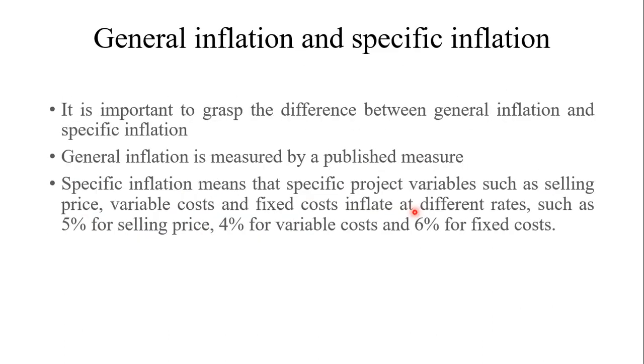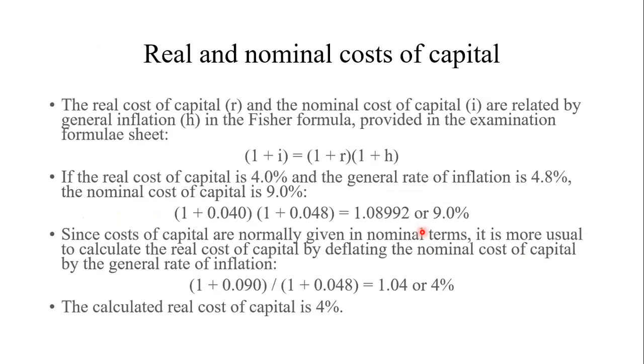So we'll take an example and see how that goes. For instance, we have in this instance specific inflation for selling price of 5%, specific inflation for variable cost of 4%, and that of fixed cost is 6%. So for each of those cash flows, you are going to inflate them by these percentages that have been given respectively.